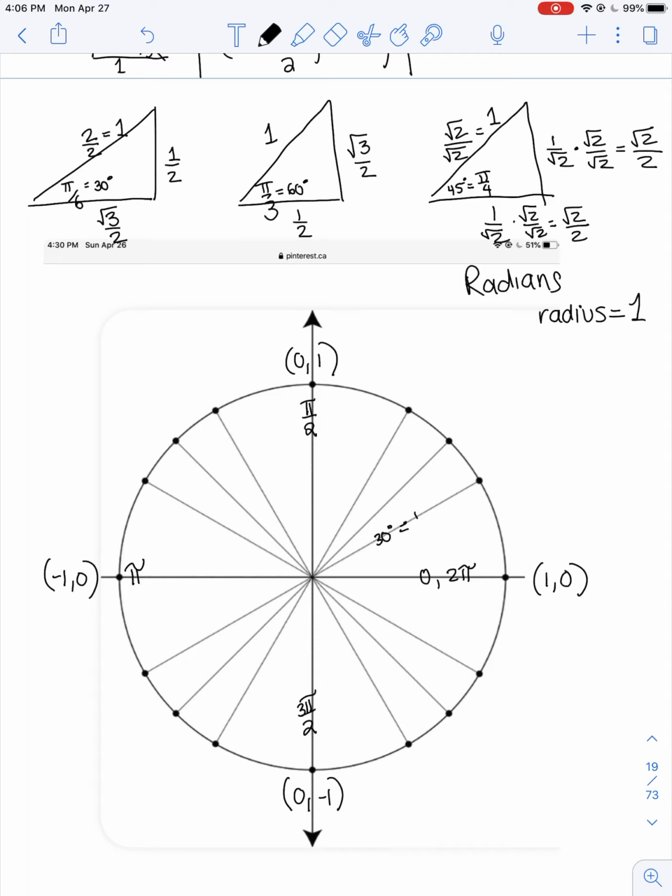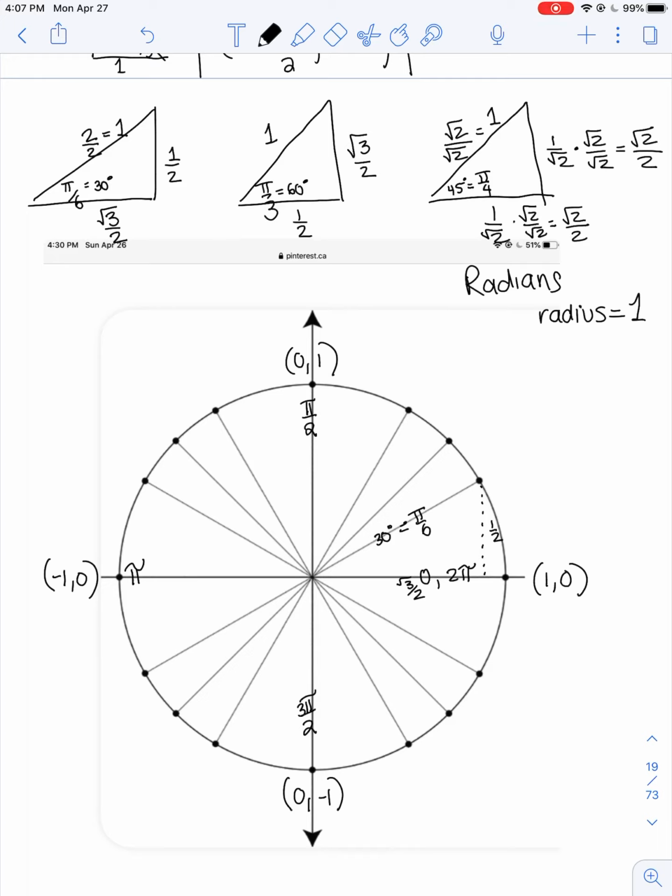So when we're talking about the unit circle, the smallest angle that we're looking at is 30 degrees. So 30 degrees, remember, is equal to pi over 6. So remember the radius is equal to 1, and if we're looking from 30 degrees, the opposite to 30 degrees should be 1 over 2.